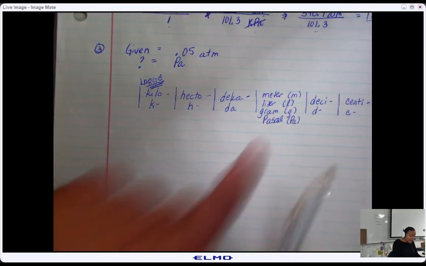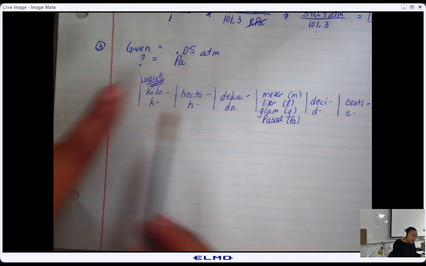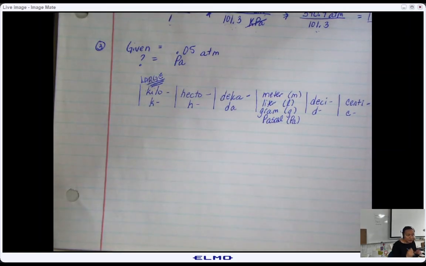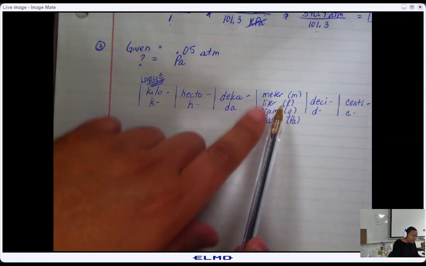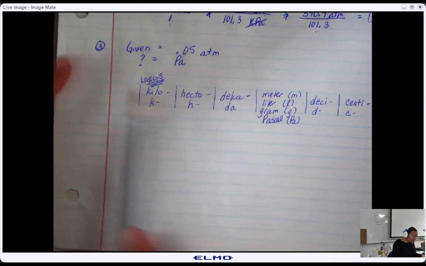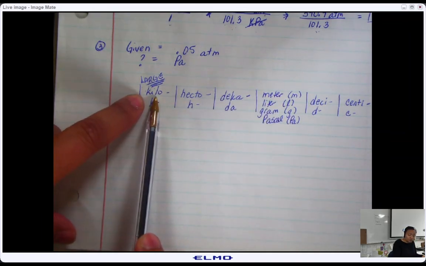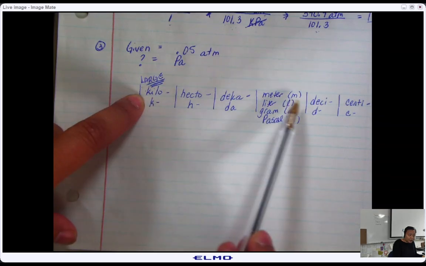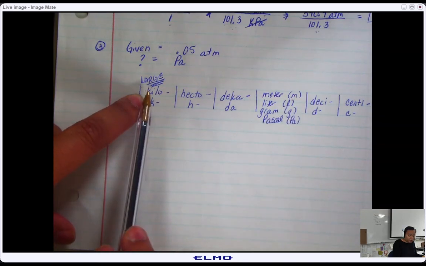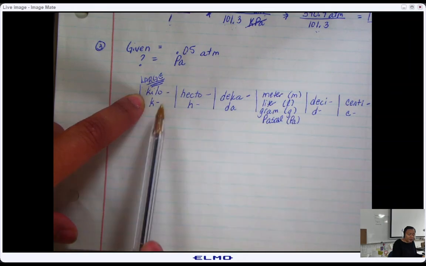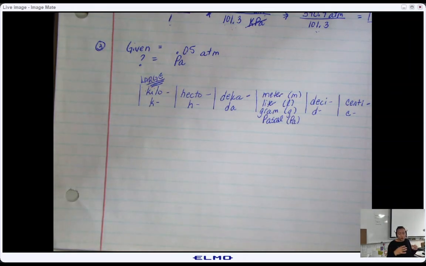So would Pascal or kilopascal be bigger? This is like me asking, is 1 meter or 1 kilometer bigger? Which one's bigger? A meter or a kilometer? A Pascal or a kilopascal? Which one of those is the bigger unit of measurement? Go ahead and put your answer in the chat. Good, it's going to be kilo, okay?